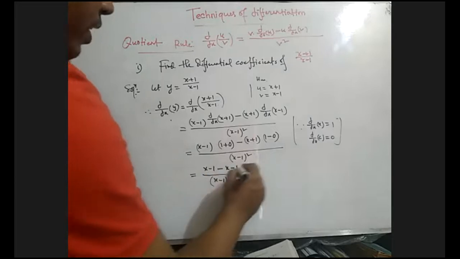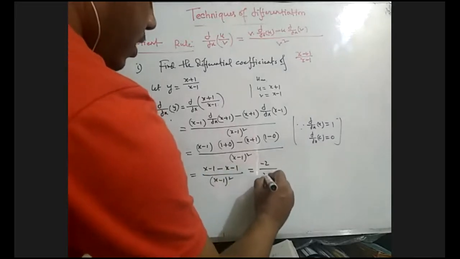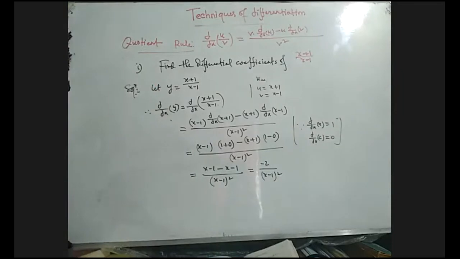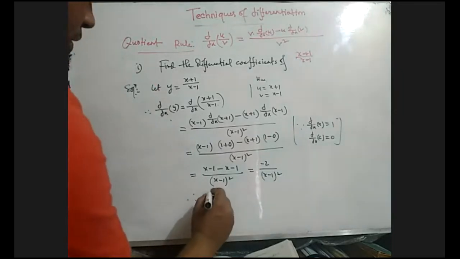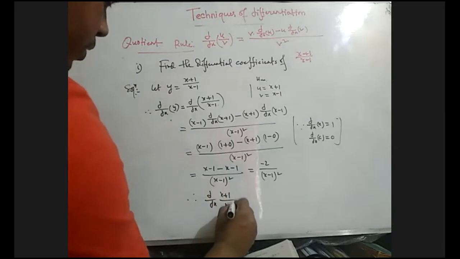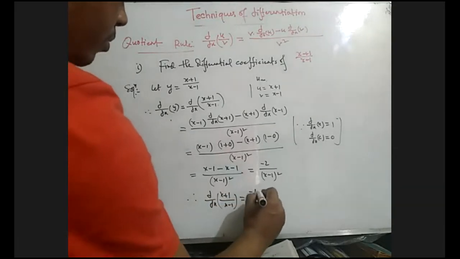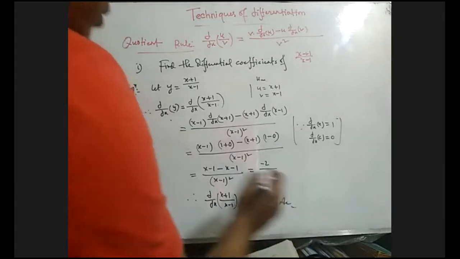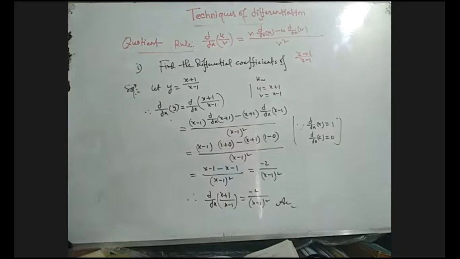So x will be cancelled. So this is the result. Therefore, d/dx of (x plus 1) divided by (x minus 1) equals minus 2 divided by (x minus 1) whole squared. This is the result. So by using the quotient rule, this is how to find the differential coefficient or derivative of a function with respect to x.